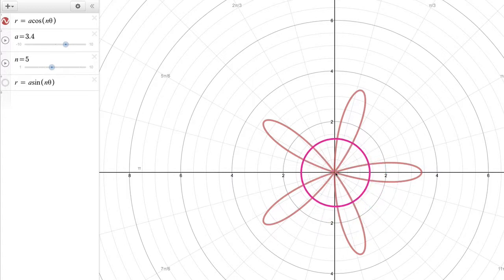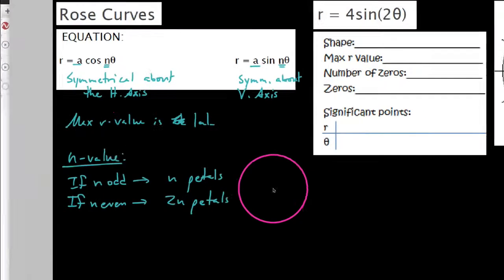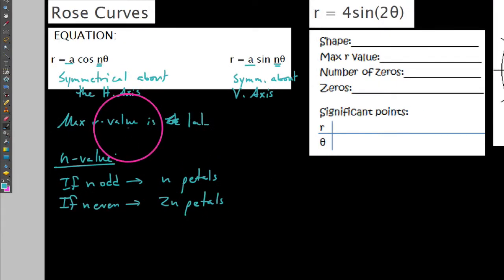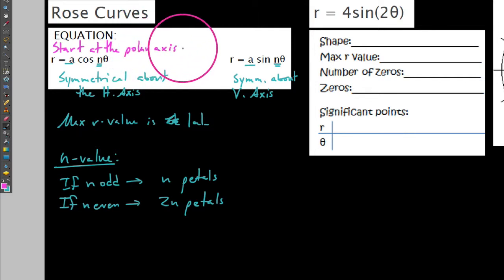So one thing I want to point out along with this symmetry about the polar axis is that cosine graphs, their petals always start on the horizontal axis. So it's going to start way out here at 3, and then it's going to go do its thing, okay? So what we're going to do here is make a note, at least for cosine graphs, and I'll switch colors here. We say that these start on the polar axis. This is the horizontal axis, okay?